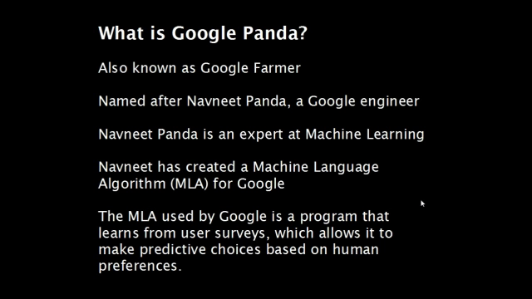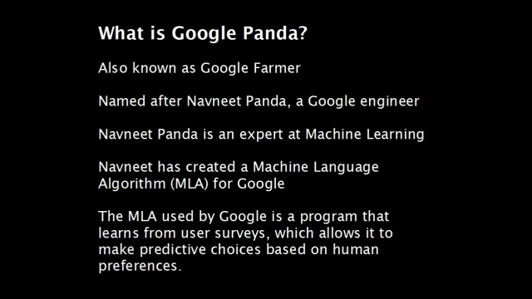What is Google Panda? Google Panda is an update that happened around mid-February of 2011. It's also known as Google Farmer. The name Google Panda comes from a Google engineer, an Indian fellow named Navneet Panda. Navneet is actually an expert at machine learning, which is sort of a branch of artificial intelligence. He also, I believe, has an important patent, or he's a co-patenter on some very important machine algorithm type thing.